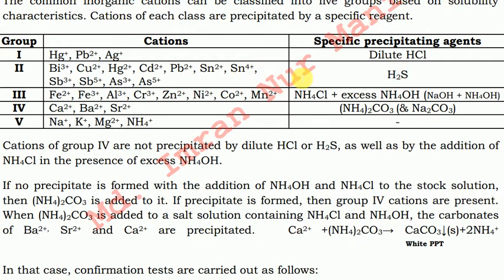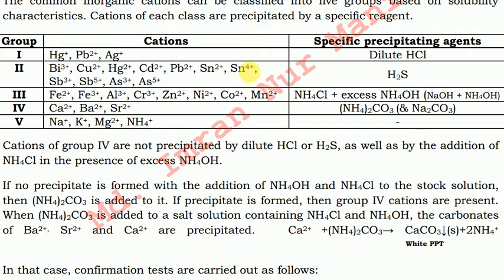Now let us see what happens if the sample solution contains group 2 cations. We have to add dilute hydrochloric acid. It will produce no precipitate. Then we have to add hydrogen sulfide gas to the solution. The addition of hydrogen sulfide gas will produce a precipitate, indicating that this sample solution contains group 2 cations.